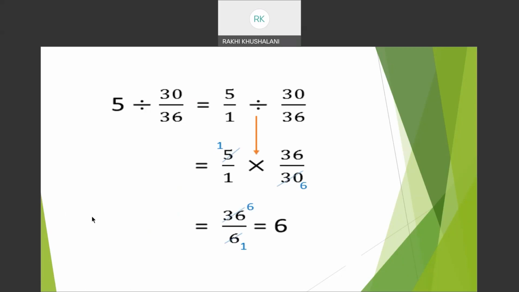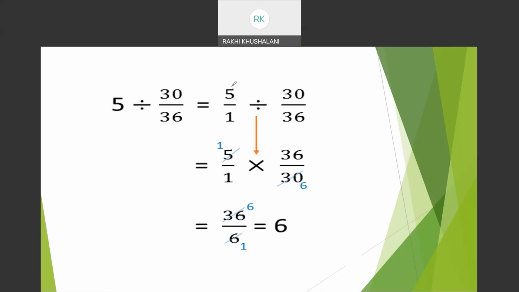One more thing you can do. 5 into 6 is 30. And no, sorry, I'm sorry. It will make it more complicated. I'll leave this part. Let's not complicate it.